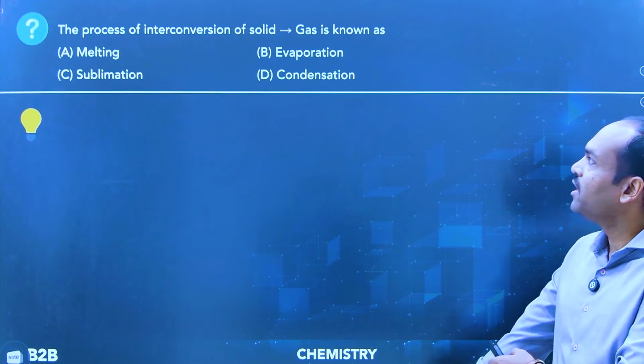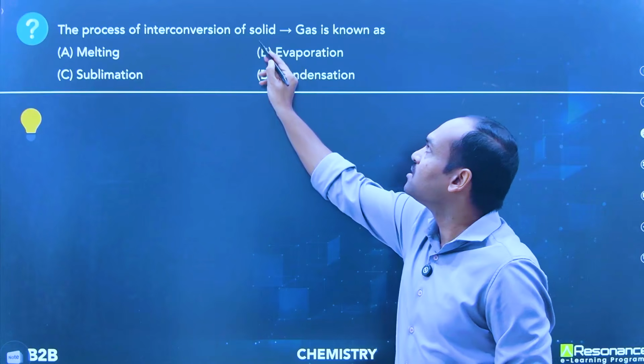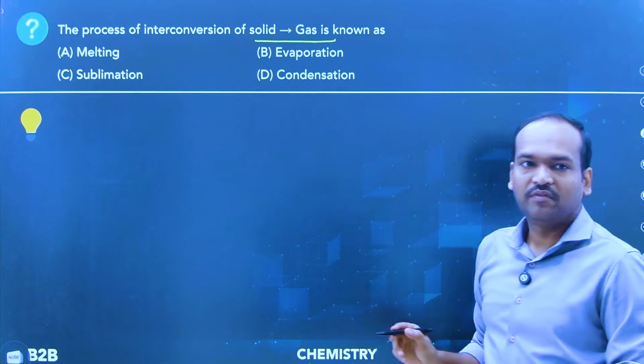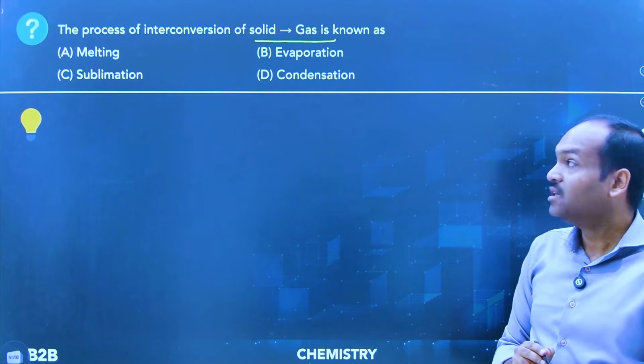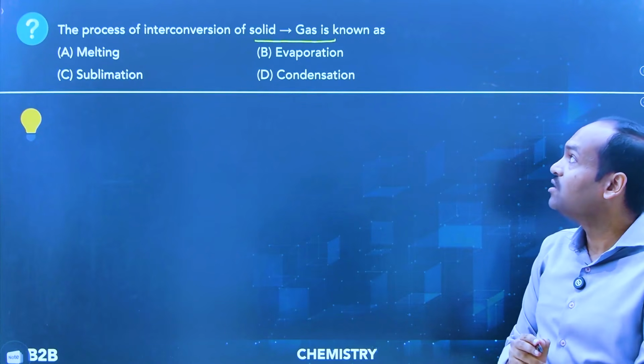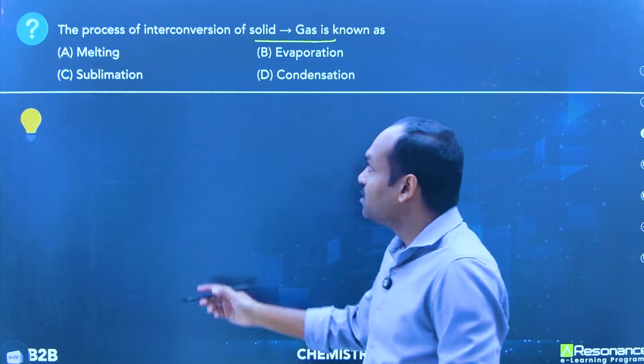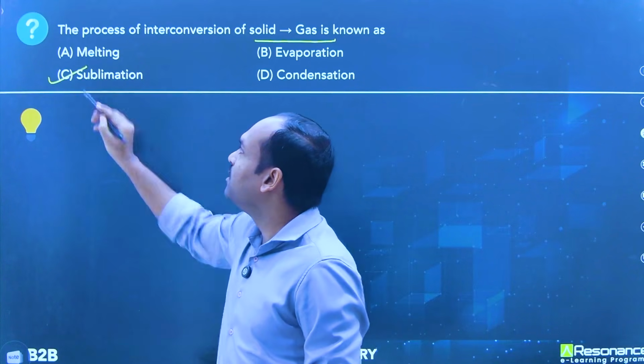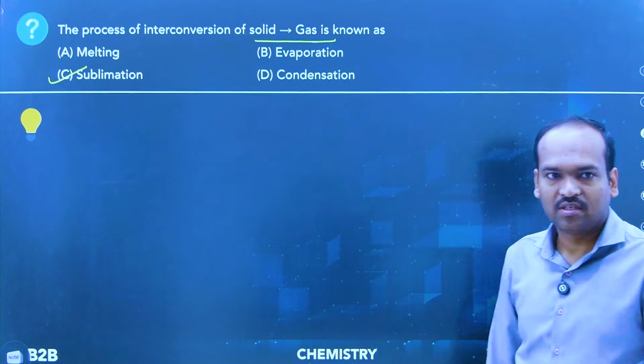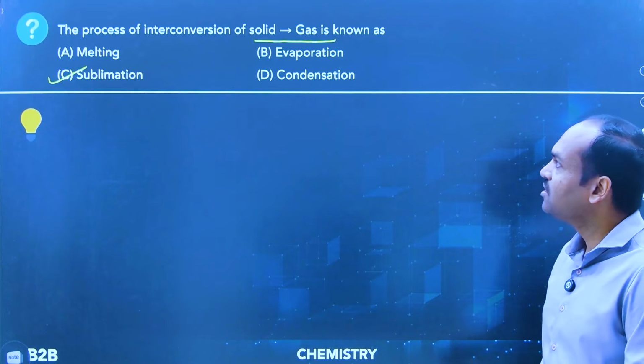The process of interconversion of solid to gas. We studied the interconversion triangle last class. So solid to gas directly, without passing through the liquid state. Okay. So this is sublimation. Direct factual question. Sublimation. Next.